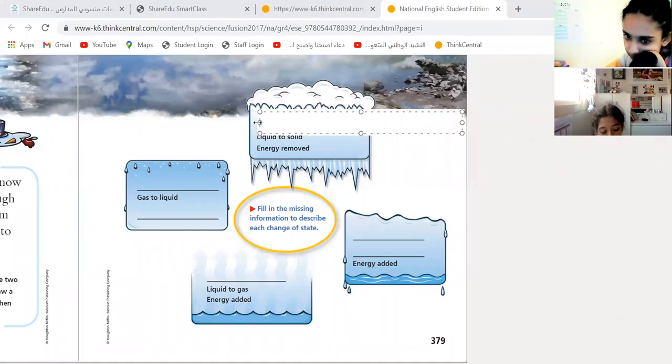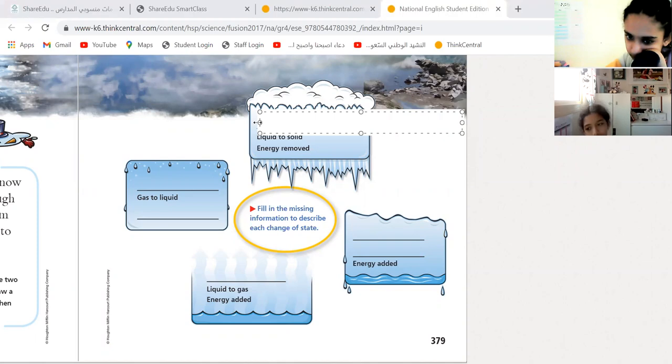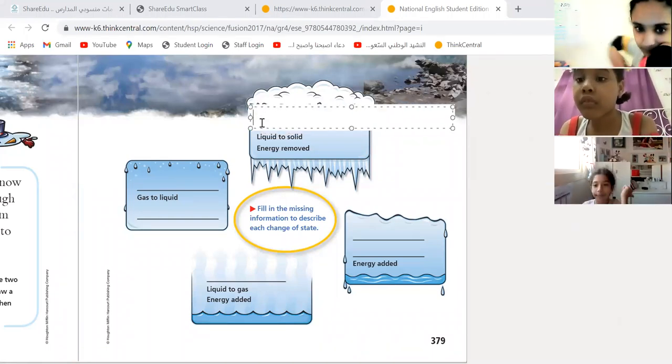Did you say something, Talia? When liquid changes to solid, okay? And you take away heat, like you said. What is this process? Is it evaporating, melting, condensation, freezing? What do I call it? Is it melting when liquid changes to solid? No. Teacher, I'm very confused.